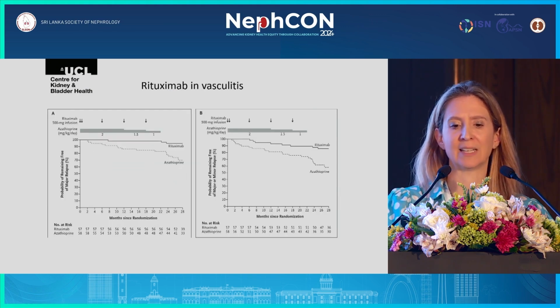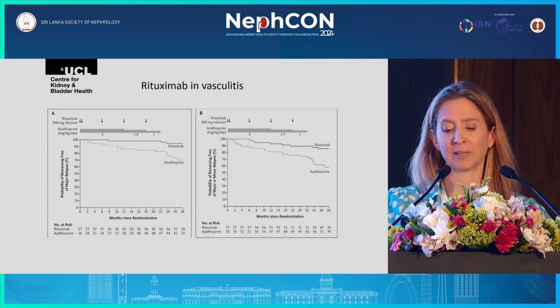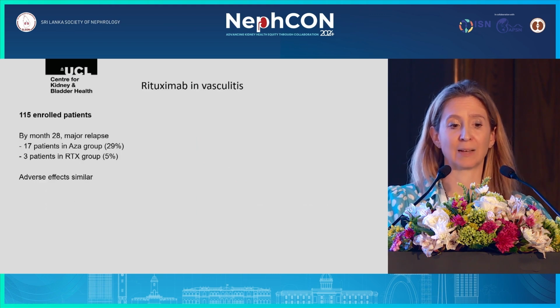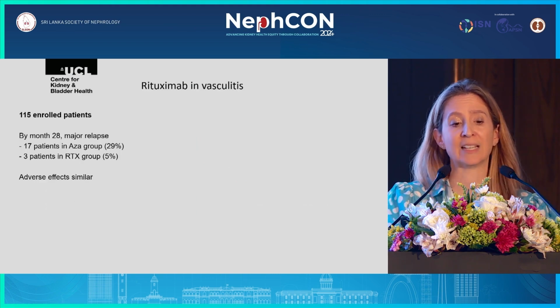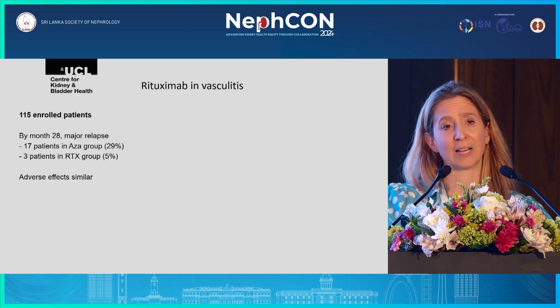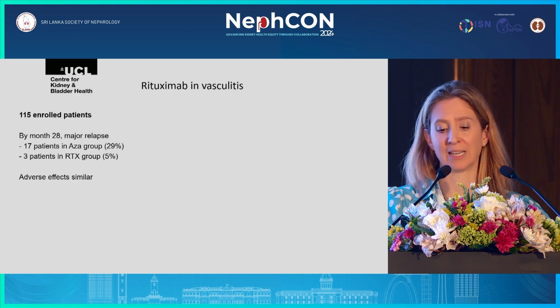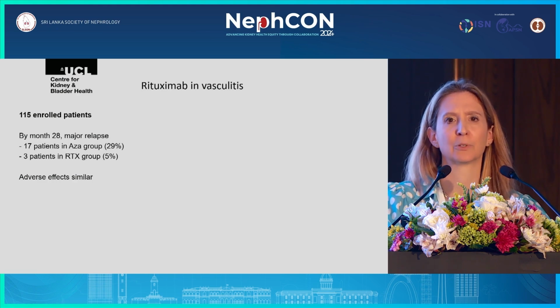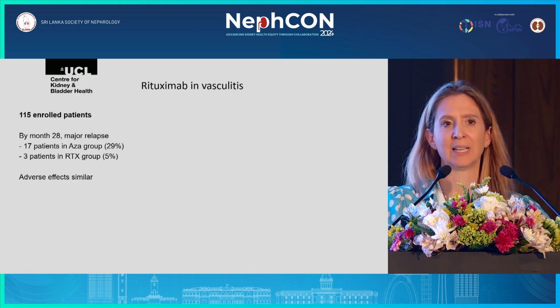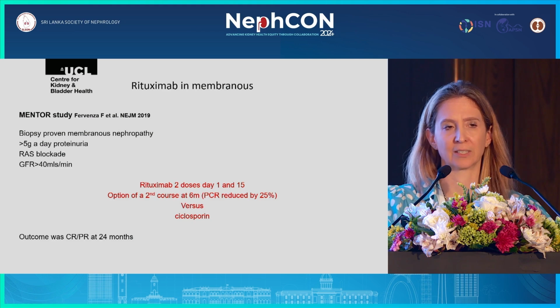And this trial basically demonstrated again that rituximab was superior to azathioprine in the maintenance of remission and preventing relapses. So in the azathioprine group, nearly a third of patients relapsed with long-term follow-up compared to just 5% in the rituximab group, with similar adverse effects. So I think this really helped provide evidence for the use of rituximab in induction and maintenance of vasculitis.